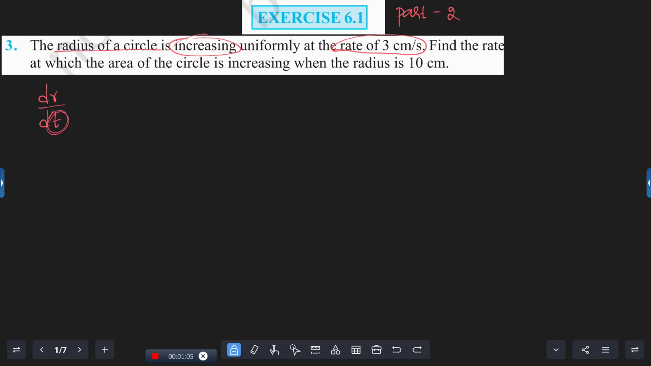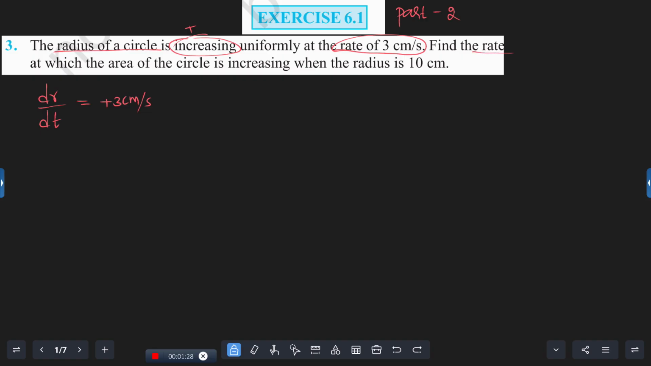How did I give t? See here, centimeter per second. Second, we can use t, not an issue. So be careful. dr by dt, increasing means plus, I said 3 centimeter per second. Okay, 3 centimeter per second. This is given. Next line we will go.